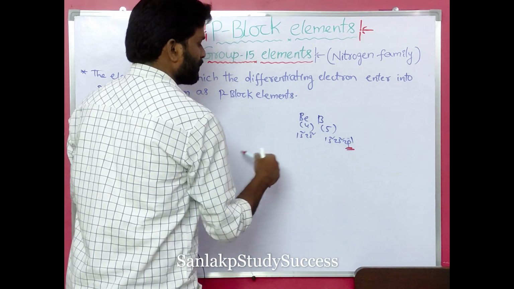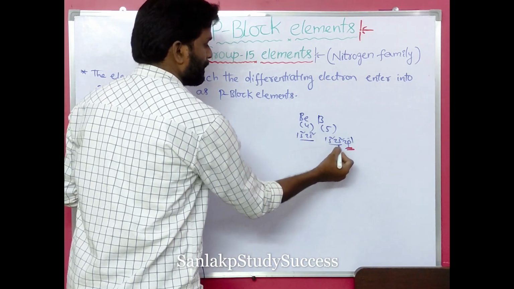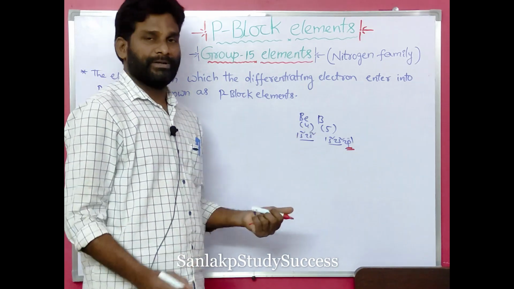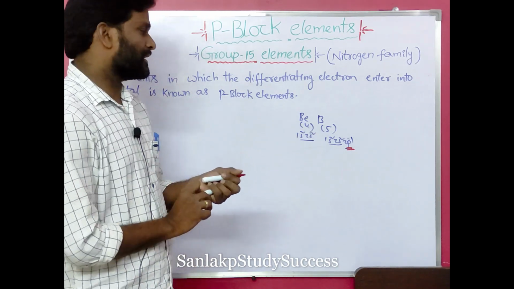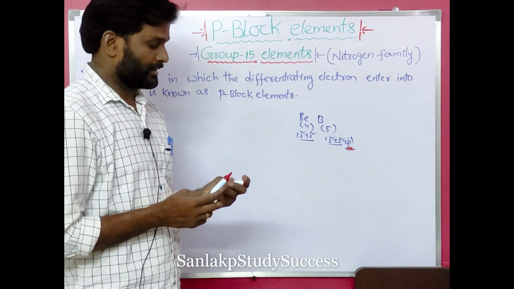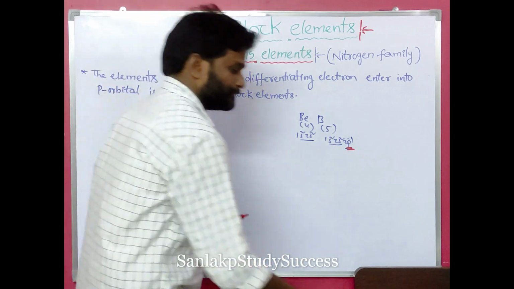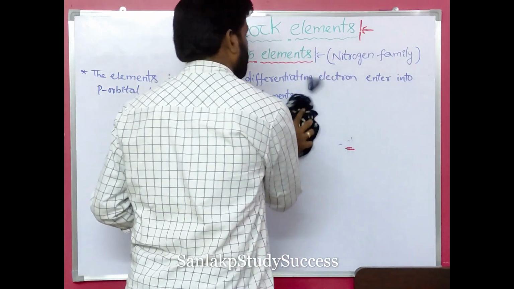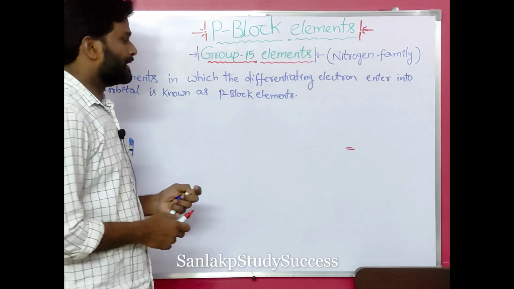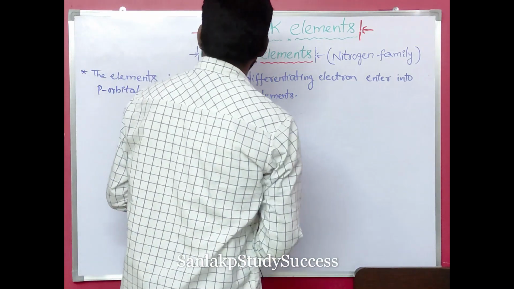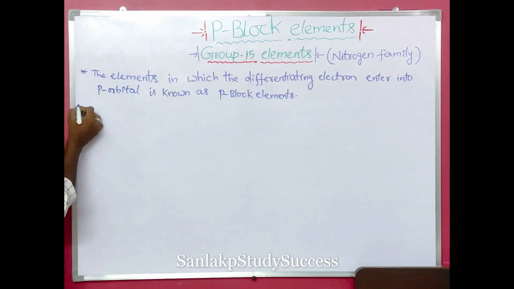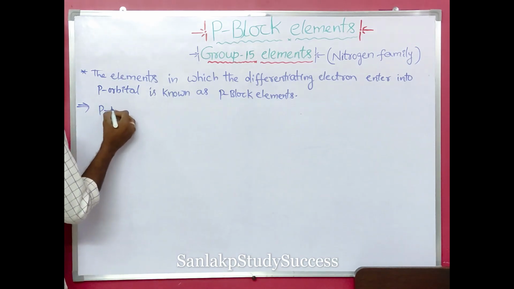So these two are the same up to this. But this 2p1 differentiates these two elements. So that is said to be the differentiating electron, or the last electron of an element. So the elements in which the differentiating electron enters into the p orbital are known as P block elements. P block elements are placed at the right side of the periodic table.